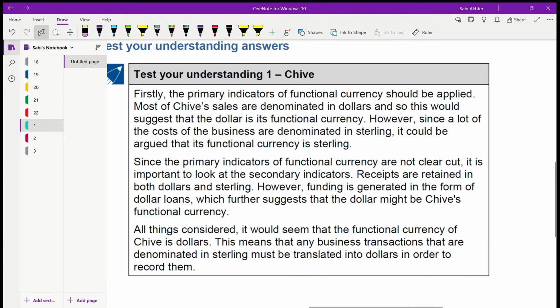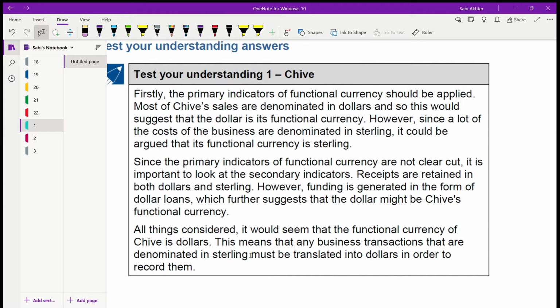So based on the things you have gone through, or all the things considered, it would seem that the functional currency of Chive is dollar. This means that any business transactions that are denominated in sterling must be translated into dollar in order to record them, right? Everything at the end has to be presented or translated in dollars only. Okay, because you see the sales is in dollar, even the finance, the loans also they have taken in dollar, but only the cost is in sterling. So more factors are towards dollar.